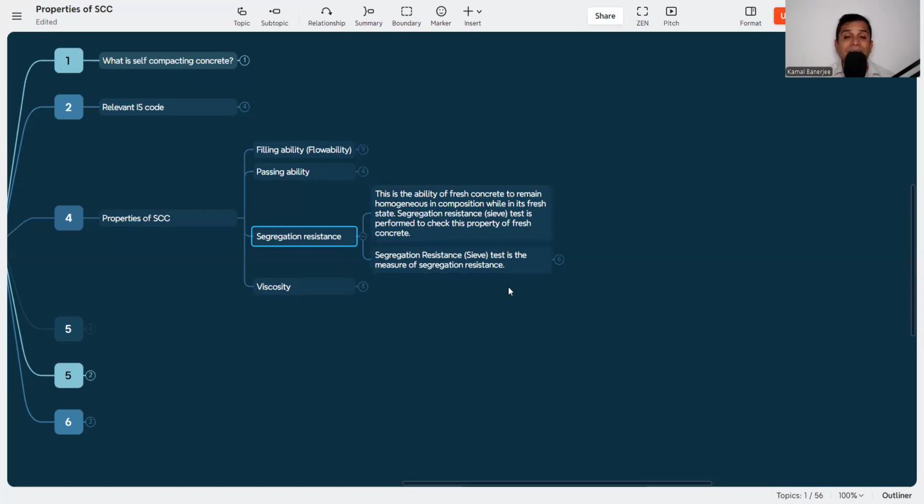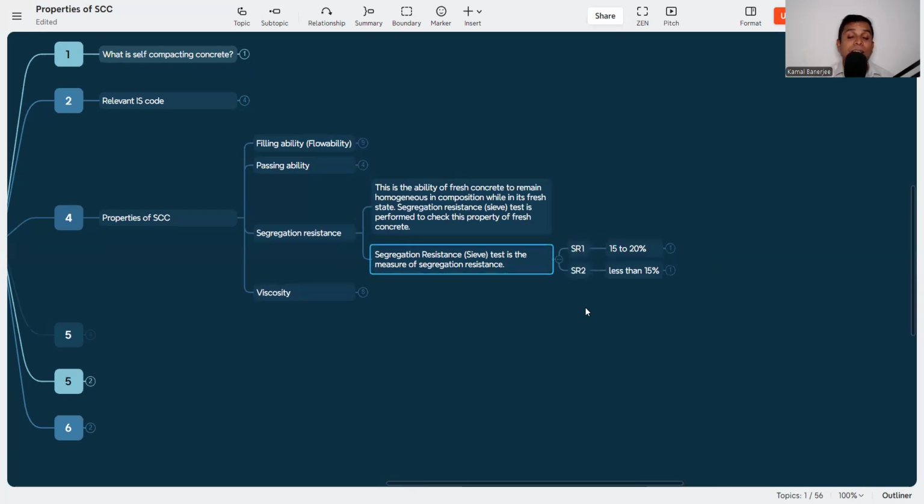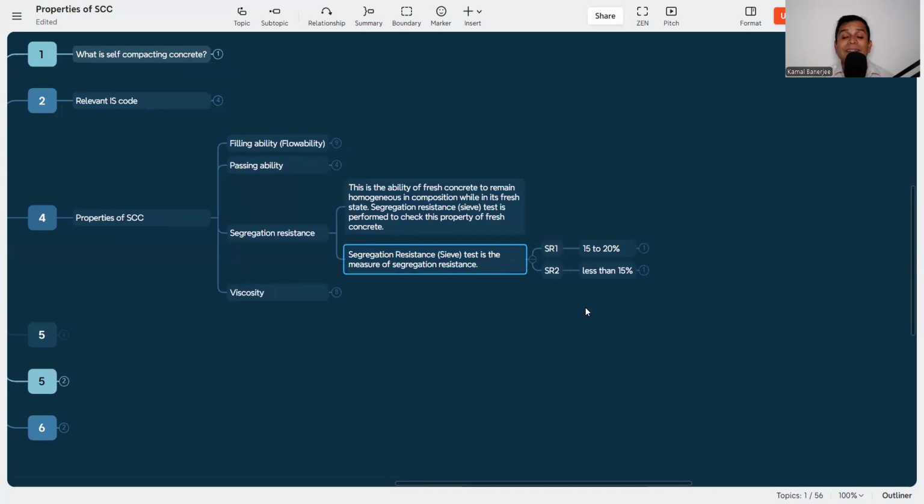Now, according to segregation resistance, there are two types of concrete, SR1 and SR2. The segregation resistance test is the measure. If the segregation is 15 to 20%, then it's called SR1. And if it is less than 15%, it's called SR2.